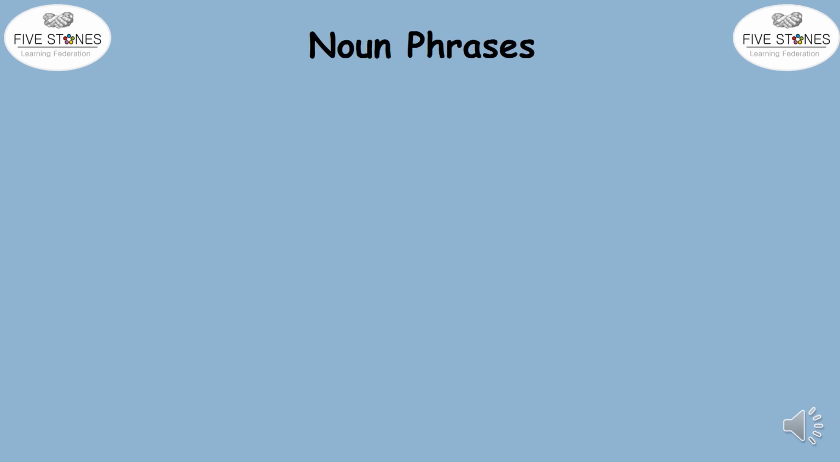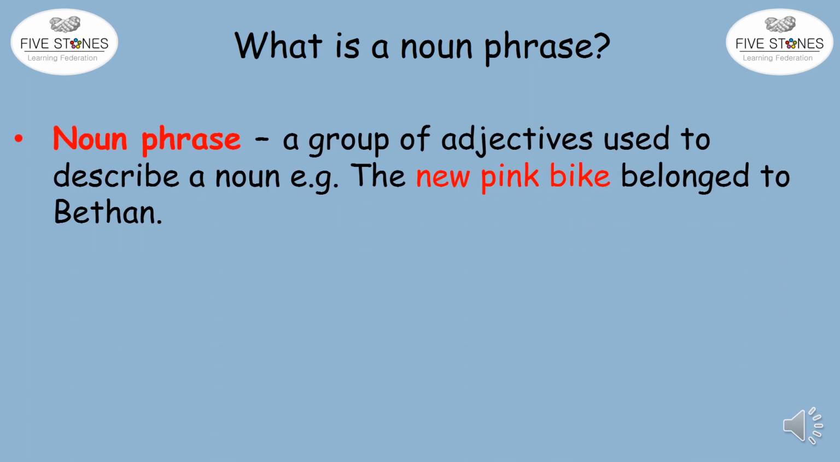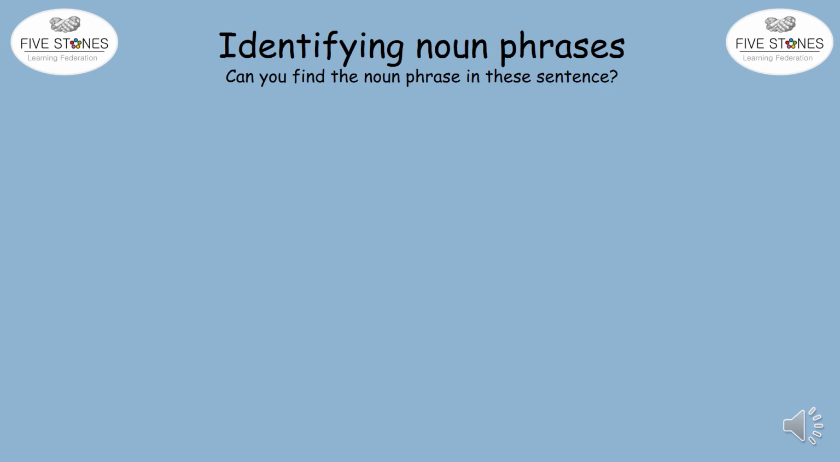Final one, noun phrases. So what is a noun phrase? Noun phrases are a group of adjectives which are used to describe a noun. So an example would be, the new pink bike belongs to Bethan. So new pink bike would describe the bike, so that would be our noun phrase, okay? So let's have a look at a few examples. So we're going to try and identify them now.